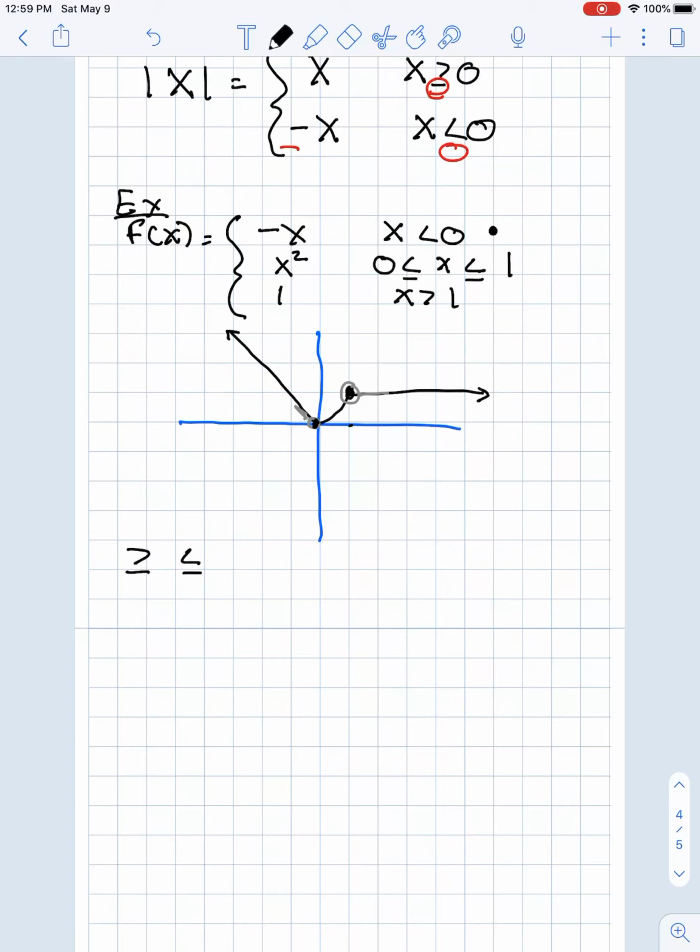So if I have a greater than or equal to or less than or equal to, I'm going to have what we call a closed hole. If I have a greater than or less than, I'm going to have an open hole. So that's kind of the basics of a piecewise function, all right?